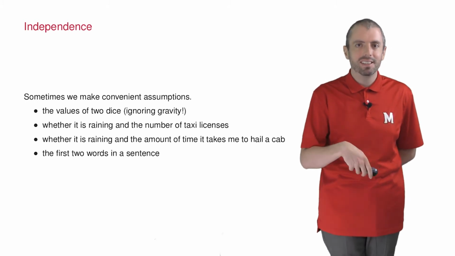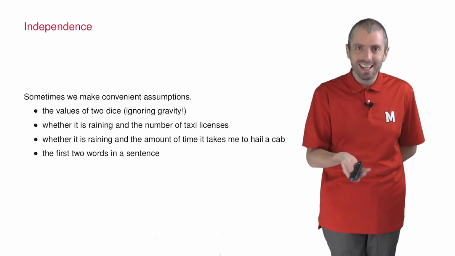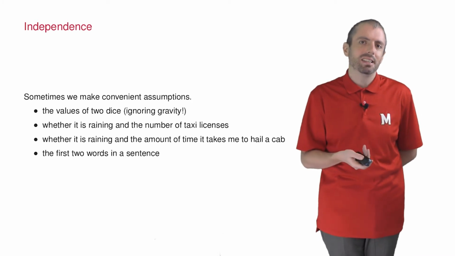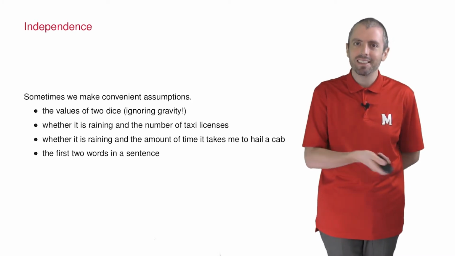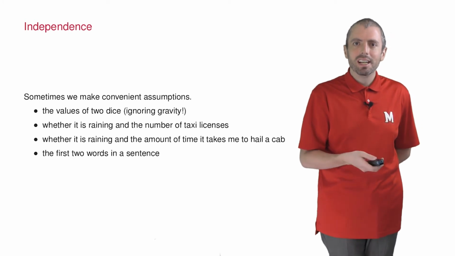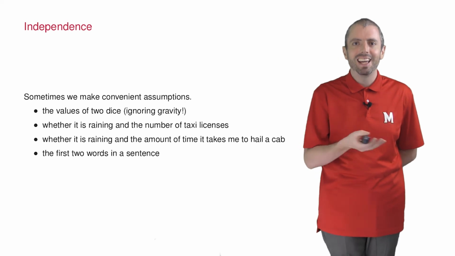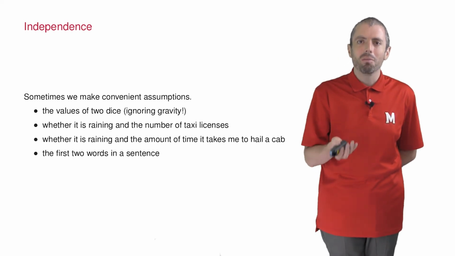However, how long it takes to get a cab if it's raining definitely is not independent. And the first two words in a sentence are certainly not independent. If the first word is "and," then the second word isn't Russian. But there's a big question about what might technically be independent and what we can prove from data or models.